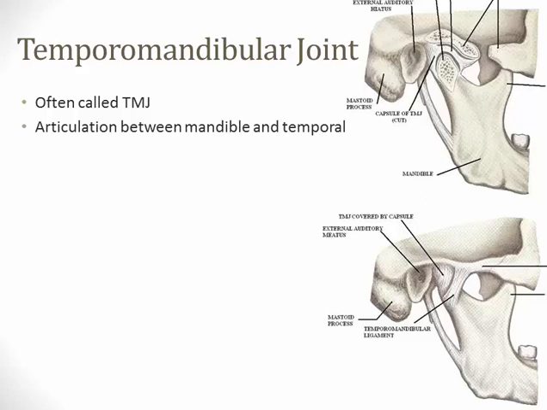This is the only synovial joint that you can find in the human head and facial area. Everything else is a suture joint. This is the articulation between the mandible here and the temporal bone.